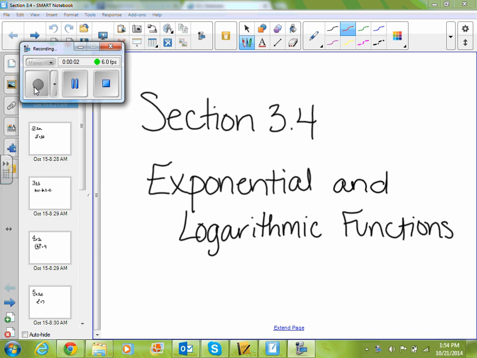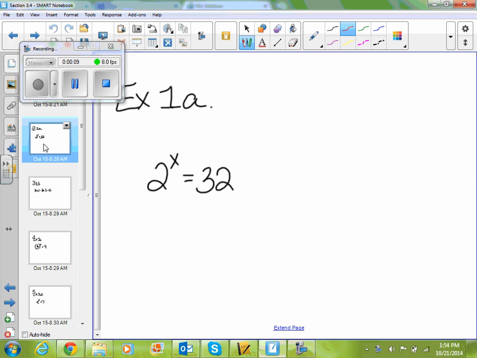Okay, so we're going to go over section 3.4, which is exponential and logarithmic functions. And we're just going to continue practicing solving them.